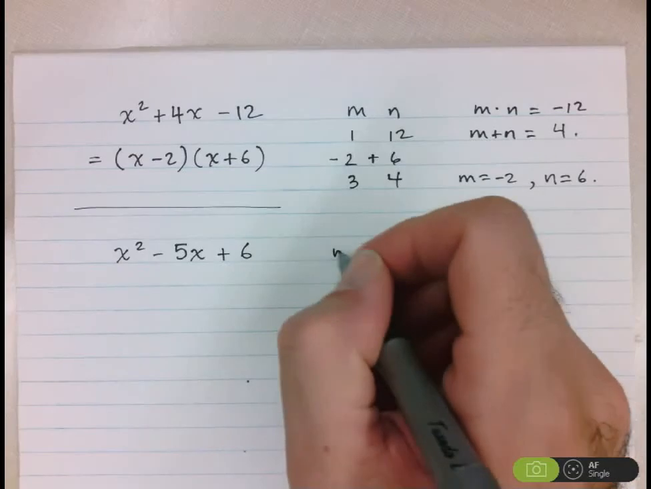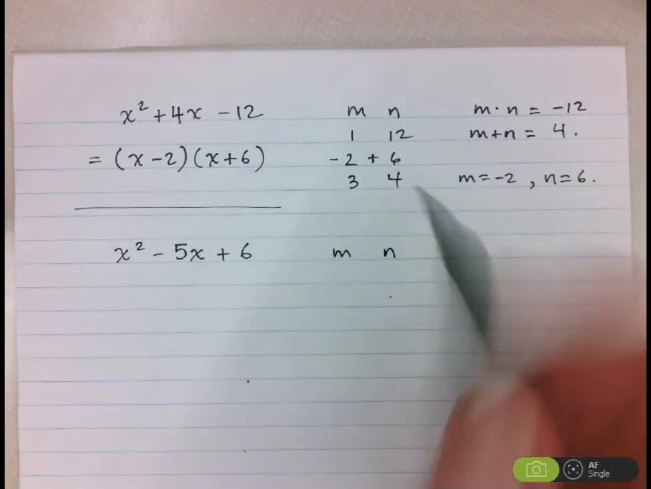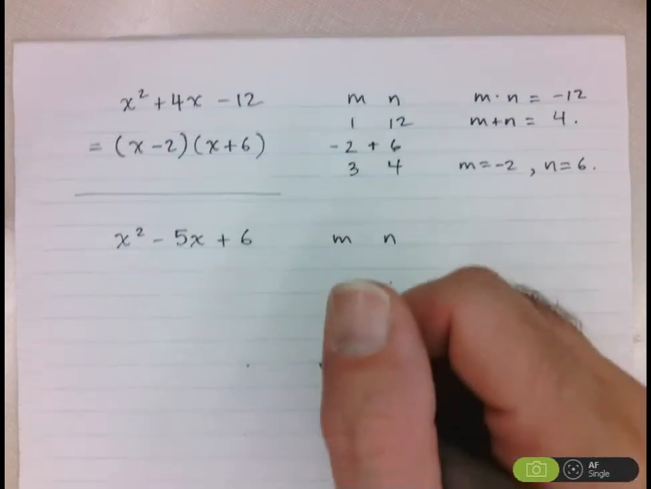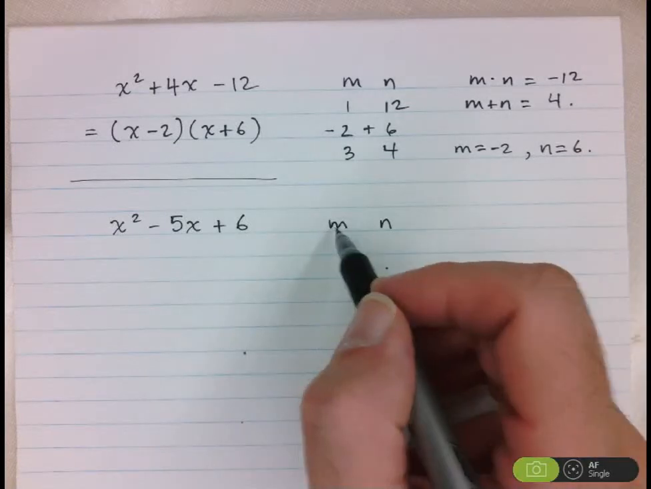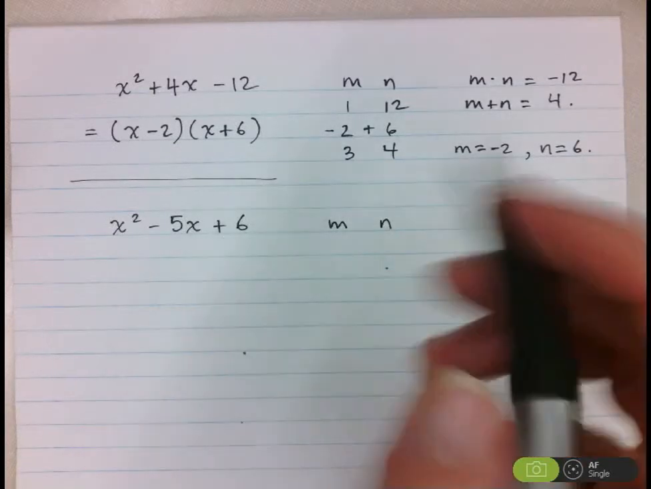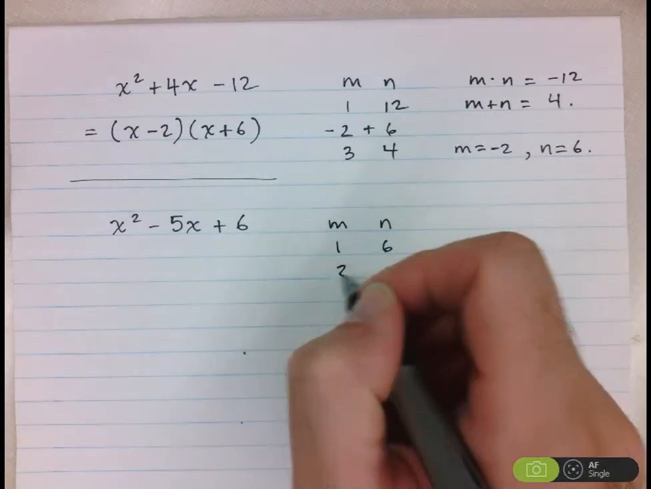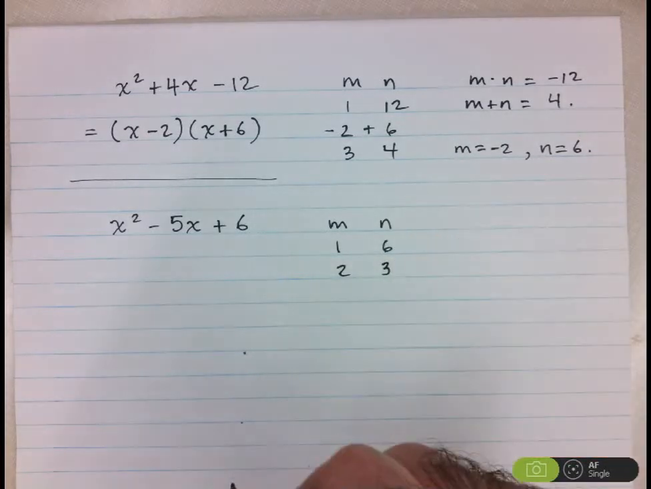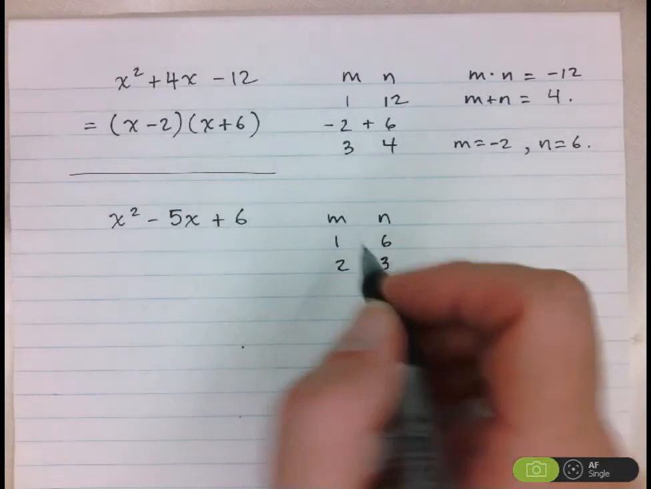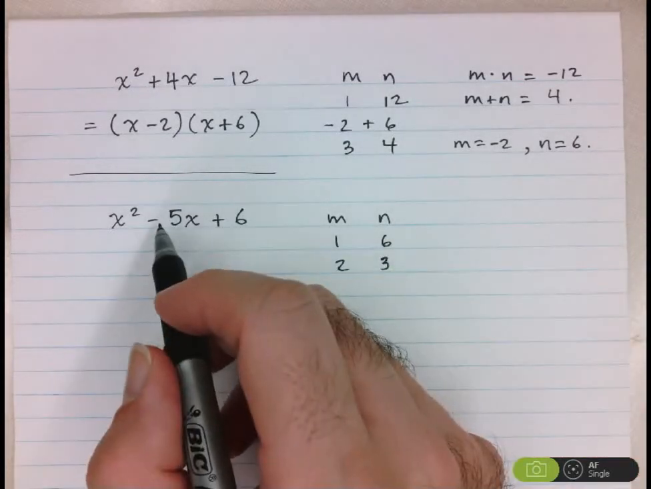So again, make my list here, m times n. Okay, I'll try to write a little less this time. We'll do some of it in our heads here. I know that m times n has to be equal to positive 6. So let's write out our possibilities: 1 and 6, 2 and 3. Okay, so multiply to 6, perfect.